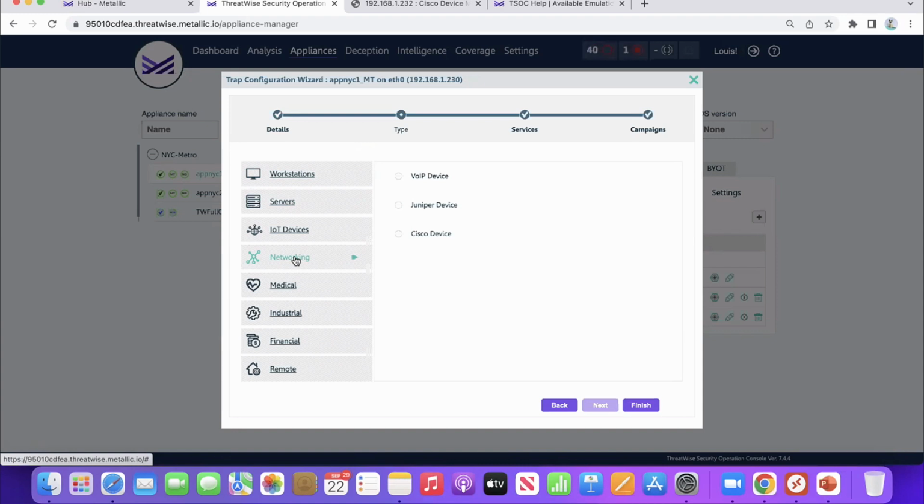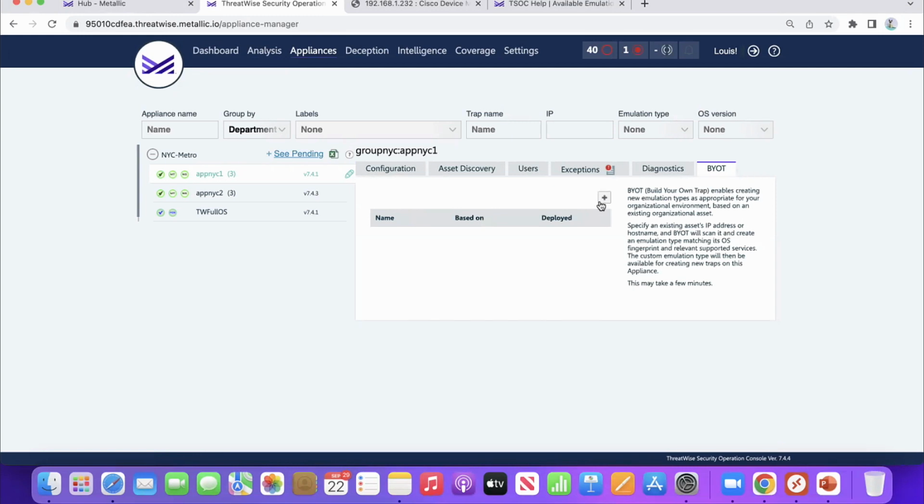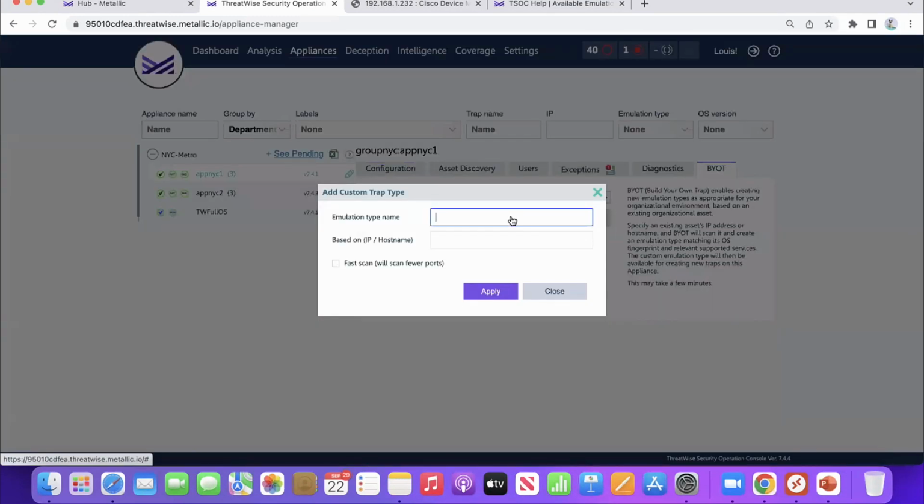Shop floors, forklifts that get updates over the internet. How do you protect that? Hard. But we can create sensors that look like anything. In fact, I'm going to get back to this in one second. We have this utility called BYOT. It's real easy. If I hit this plus button, you give it a name, forklift. You give it the IP address. We reach out, we scan it, we create a sensor that looks just like it. Put a few of those around the real assets, and now again, you're slowing that attack.